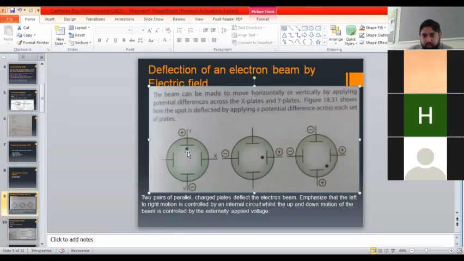Now that dot would have been at the center, but due to application of potential on Y plates, that dot has moved up. And if the potential is applied to X plates, that dot has moved to the right side. And if the potential is applied on both the plates, dot is here. So let me know if you get all these three diagrams.